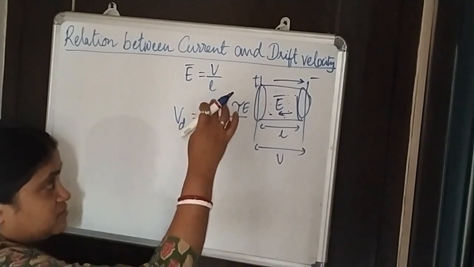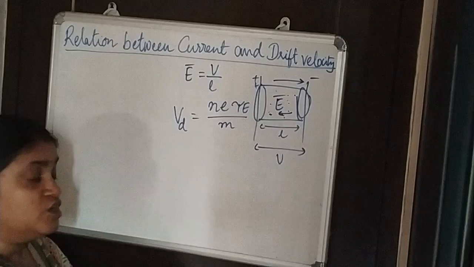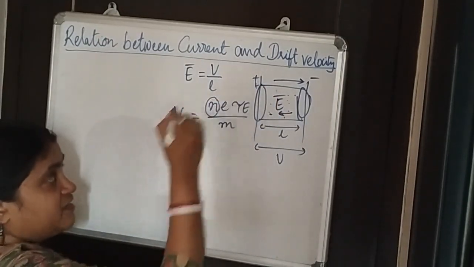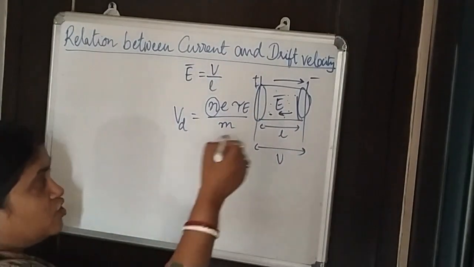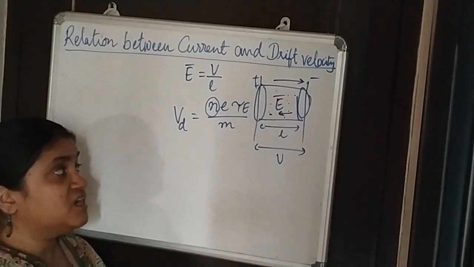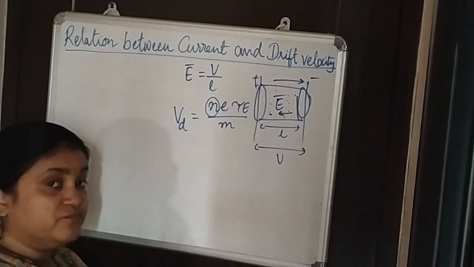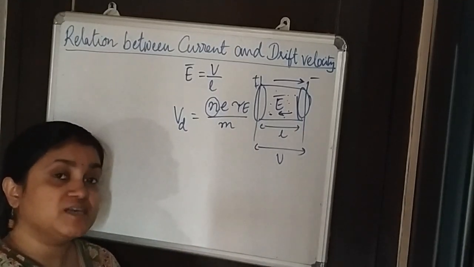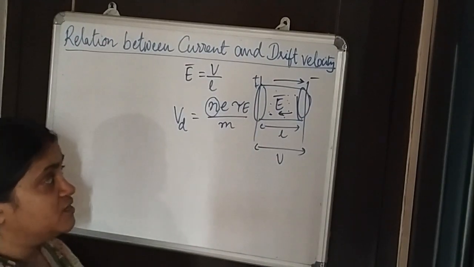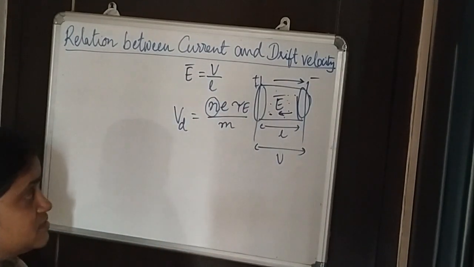Now n you can take as the density of electrons per volume. So for a unit volume of such material, I have n number of electrons, and therefore the drift velocity becomes n e tau E by m, where tau is the relaxation time, which is the time between two successive collisions between electrons and any atoms or ions. This is the expression that we derived in the last class.